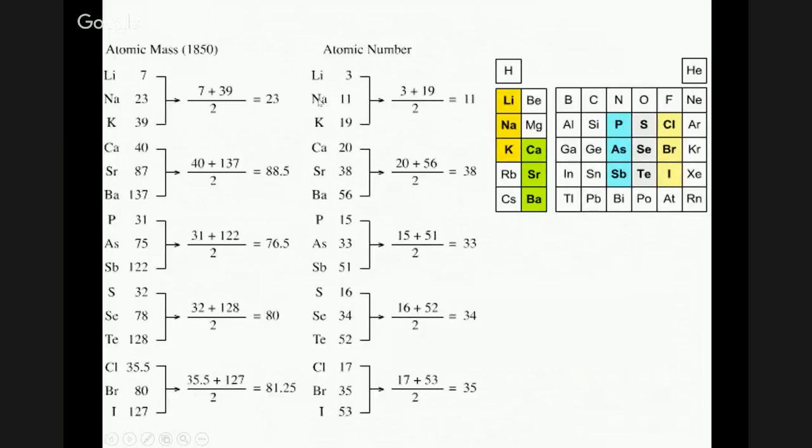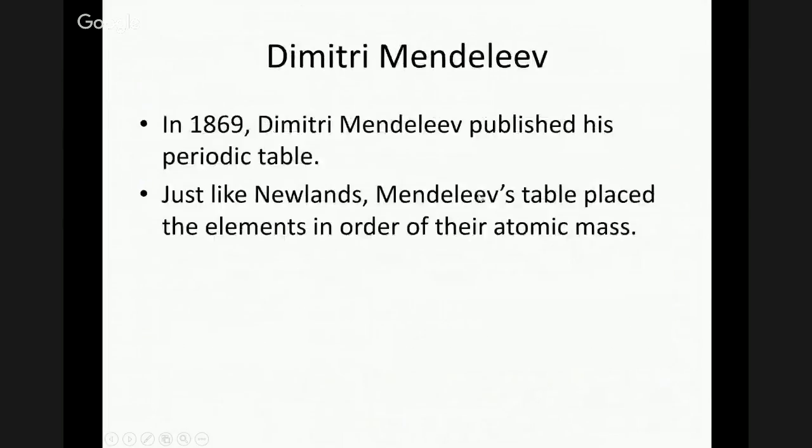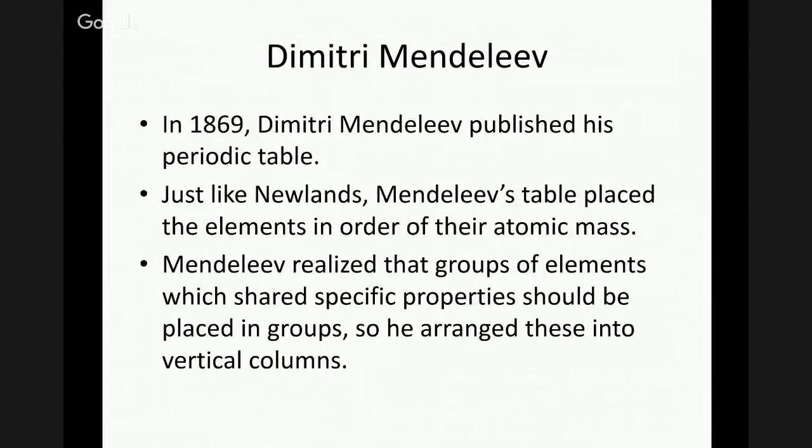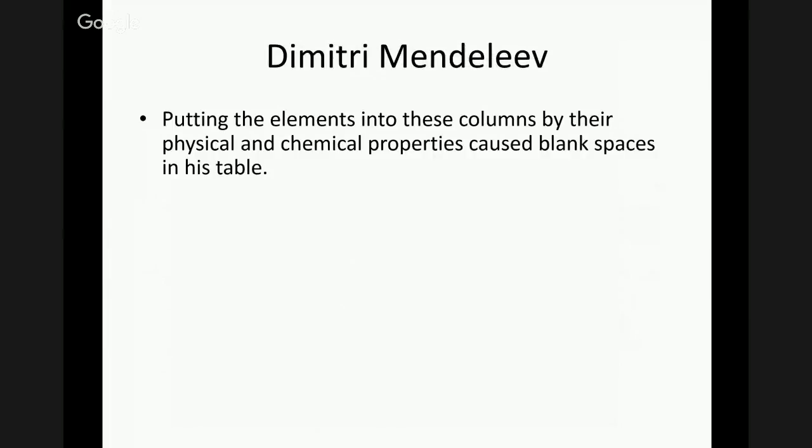So lithium, sodium, and potassium should be in a group. Calcium, strontium, and barium should be in a group. And Mendeleev sees the same thing. And so exactly like Döbereiner's triads, Mendeleev takes these and he puts them into vertical columns. That's Mendeleev, by the way. And putting these elements into columns by their physical and chemical properties, he also put them into rows based on the same repeating idea that Newlands had.